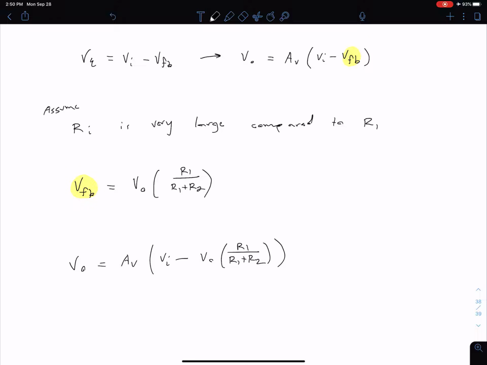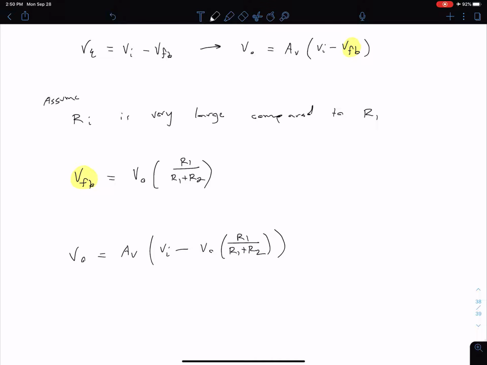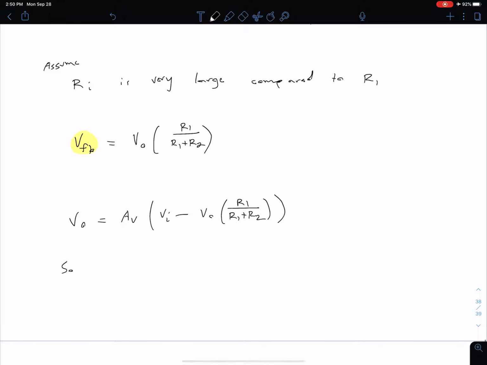Okay, so where am I going with all of this? If you notice, now in this equation I just have resistor values, open loop gain, VI and V out. So we can solve for the ratio of the output to the input, V out over V in. Why do we want to do that? Well, of course this is equal, by definition, to our closed loop gain, or gain with feedback.